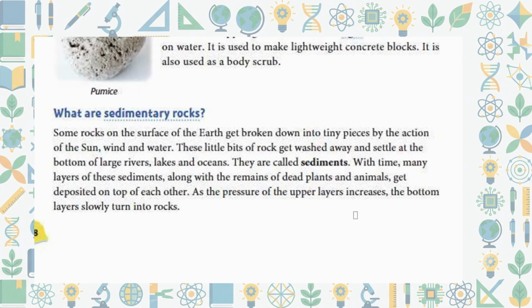What are sedimentary rocks? Some rocks on the surface of the earth get broken down into tiny pieces by the action of sun, wind, and water. These little bits of rock get washed away and settle at the bottom of large rivers, lakes, and oceans. They are called sediments. With time, many layers of these sediments, along with the remains of dead plants and animals, get deposited on top of each other as the pressure of the upper layers increases. The bottom layers slowly turn into rocks.